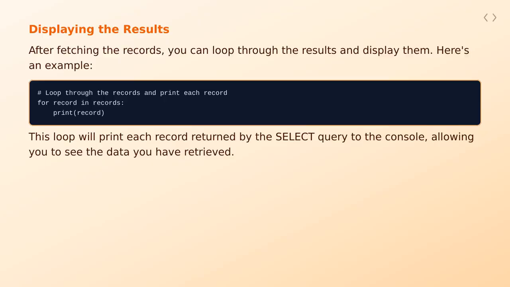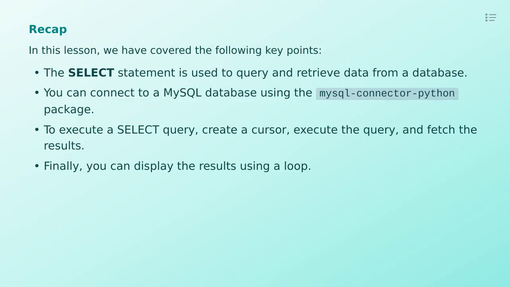In this lesson, we have covered the following key points. First, the select statement is used to query and retrieve data from a database. Also, you can connect to a MySQL database using the MySQL Connector Python package. Also, to execute a select query, create a cursor, execute the query, and fetch the results. Finally, you can display the results using a loop.